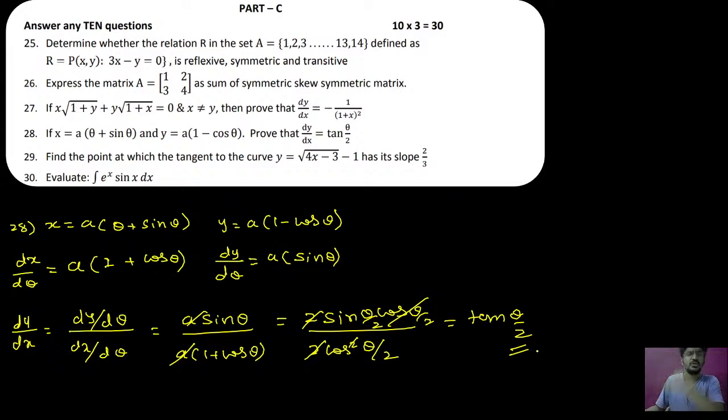So I think you have understood this. Very simple. Sine theta by 1 plus cos theta, as you all know, 1 plus cos theta formula is 2 cos square theta by 2. So you can just cancel cos and cos. Sine theta by 2 divided by cos theta by 2 will be tan theta by 2.